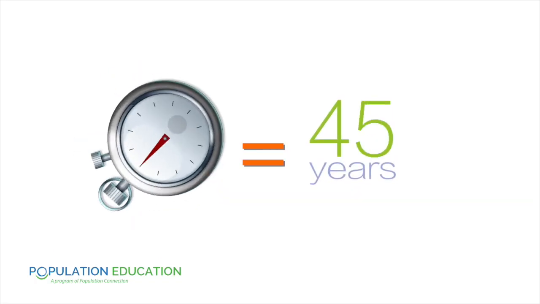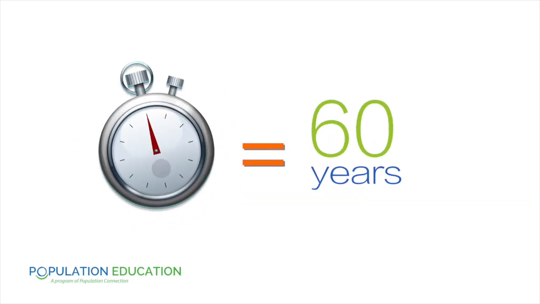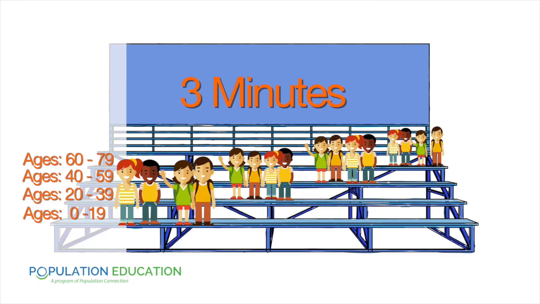After the passage of the 3rd minute, we've seen 60 years go by. Our 4 students who were of the ages 0 to 19 have now entered their childbearing years, the ages of 20 to 39, and they, like the couples before them, have each had 2 children. So we have 4 students standing on that bottom row for a total of 16 students on our bleachers.